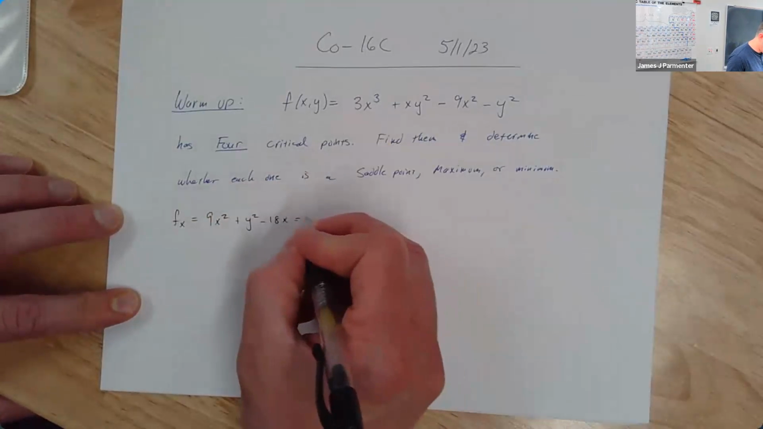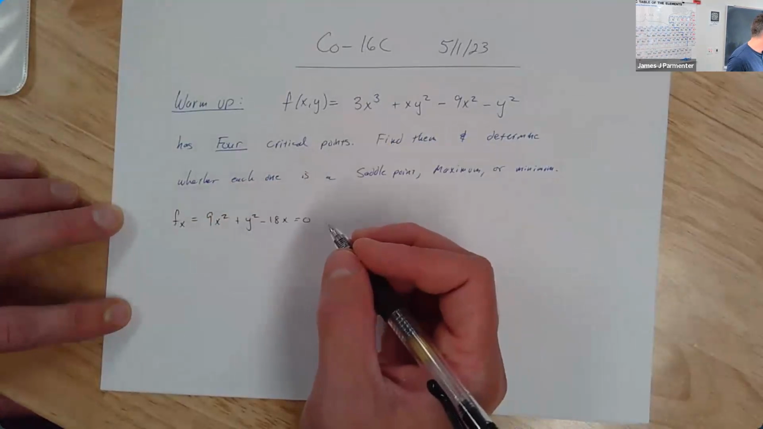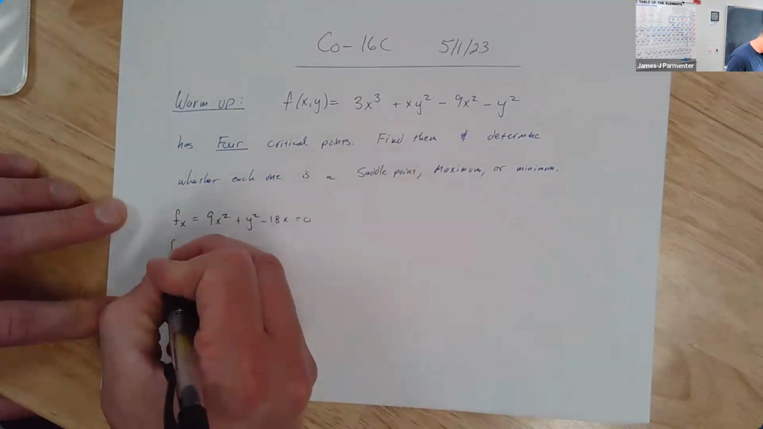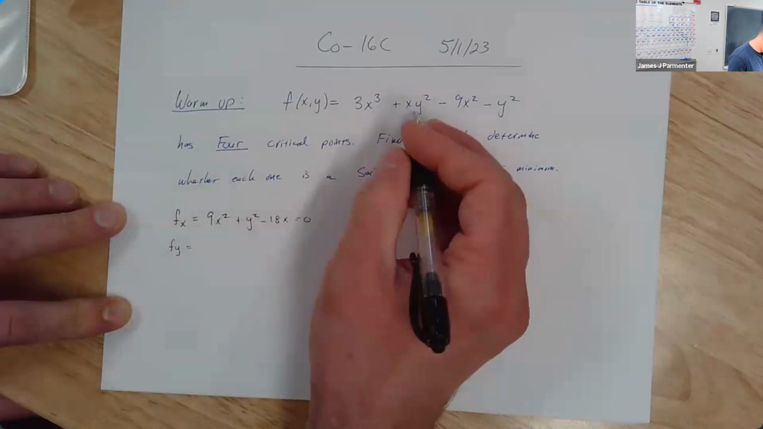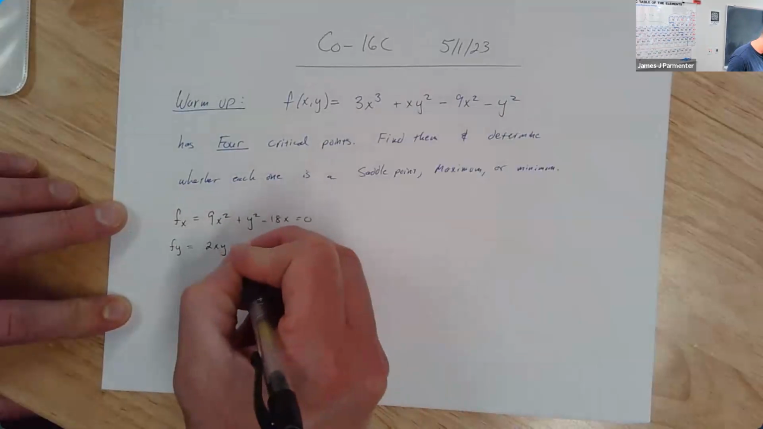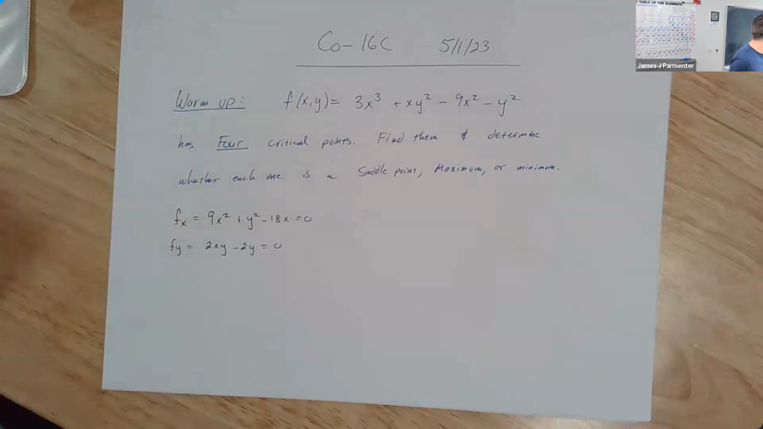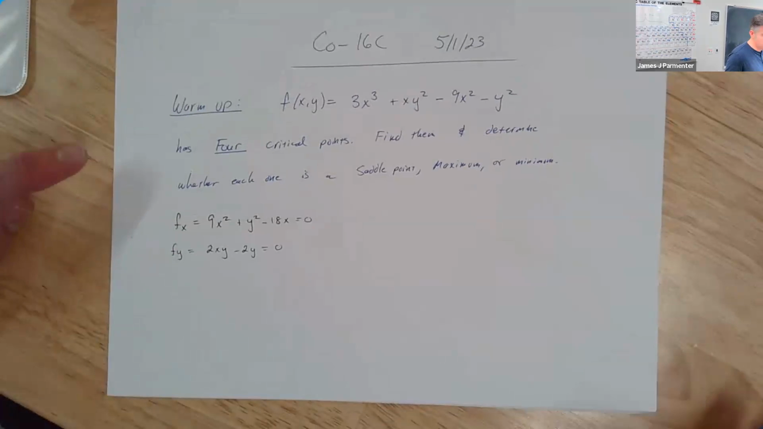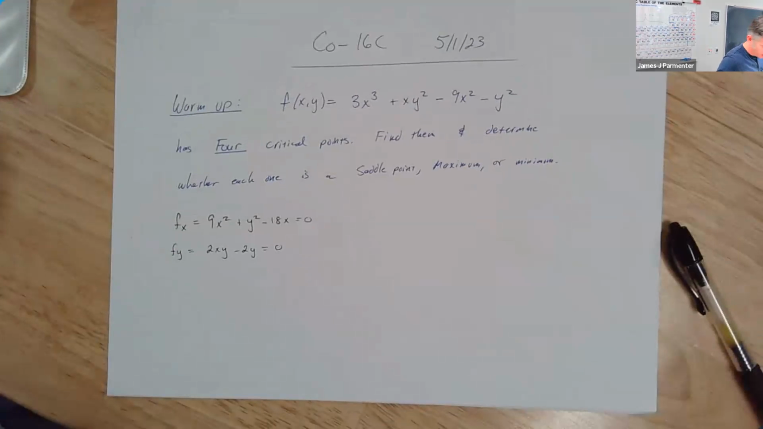Something equal to 0. Looks a little complicated. Let's look at the other one. Fy is going to be 2xy minus 2y. And to me, that one looks easier to solve. So usually whichever one looks less complicated, that's what I'm going to work with.